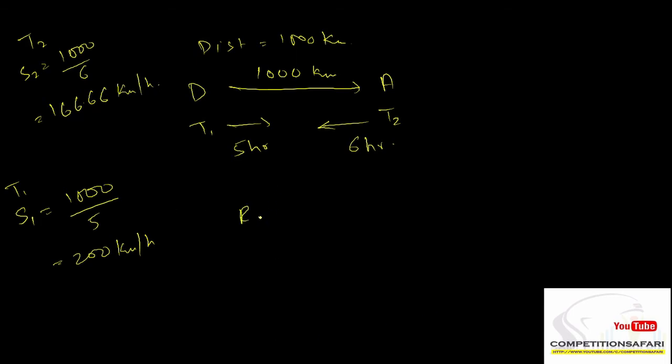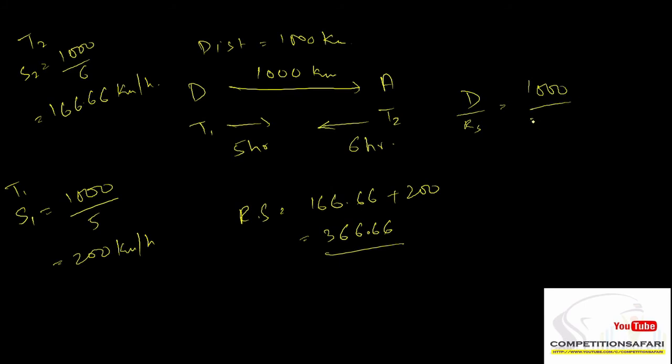Now the total relative speed becomes 166.66 plus 200, which gives you 366.66. So we have the relative speed, we have the total distance. Let's divide to get our answer. Distance by relative speed is 1000 upon 366.66, which should become 2.72 something.